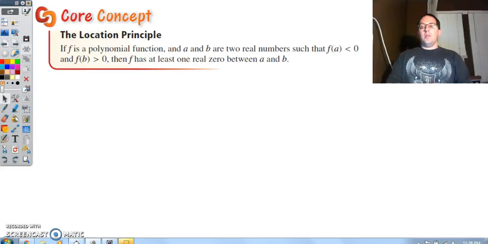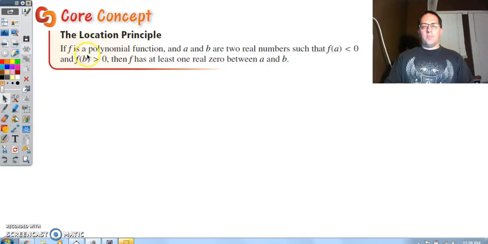Hello class. What we're going to talk about today is the shapes of polynomial functions. Right? Now polynomial functions have got all these wiggles and wobbles and stuff like that. And we're going to talk about what those look like and how many shapes they could have, how many turning points and all that. Now the first thing we're going to talk about is the location principle.